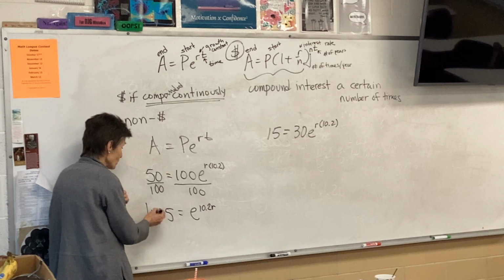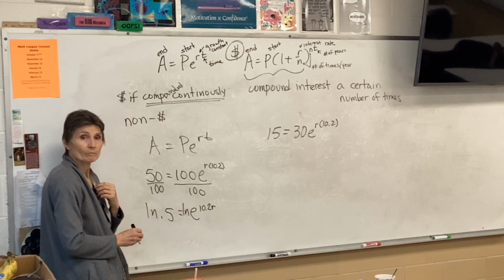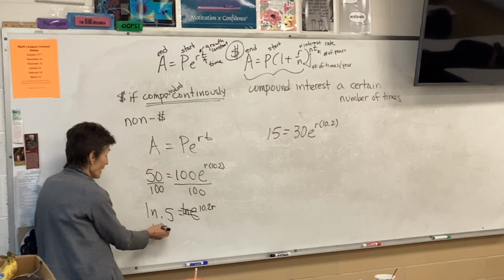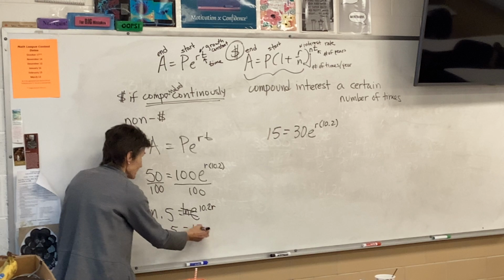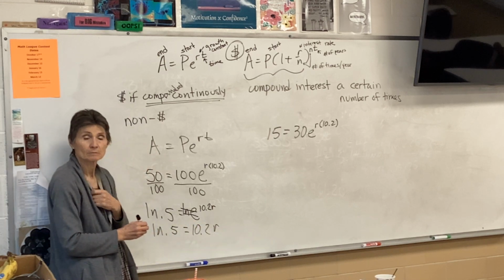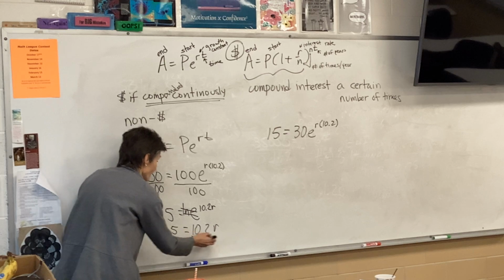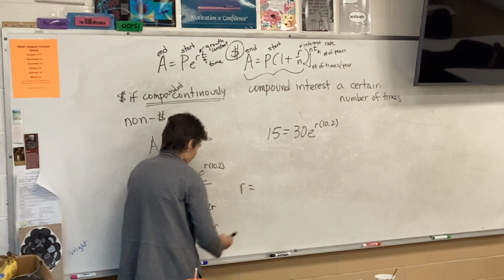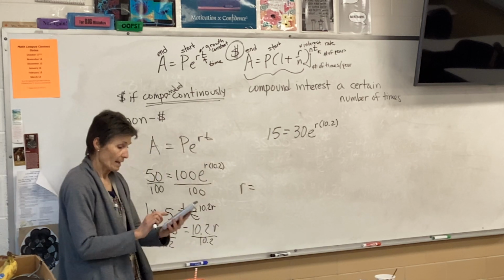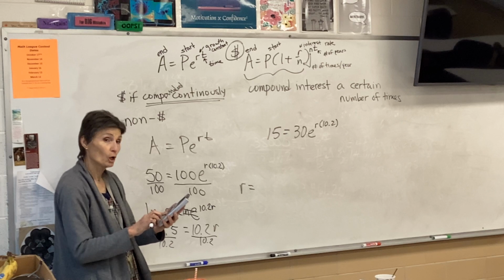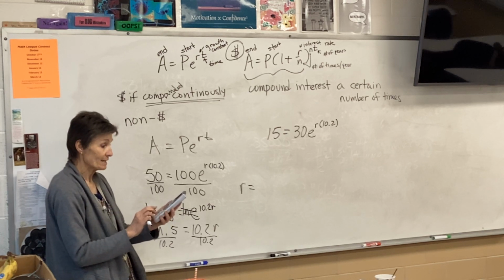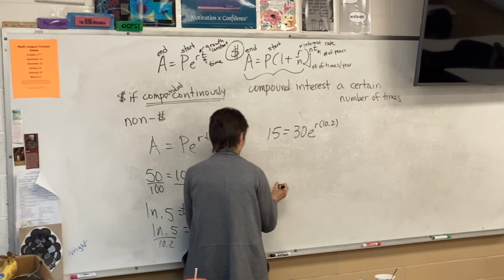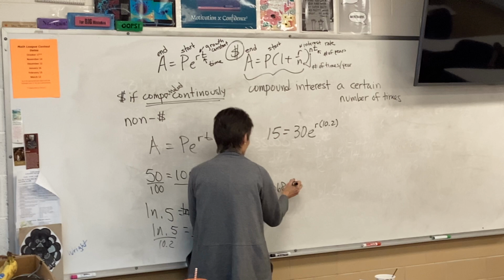Now I'm going to ln both sides. That's going to go away. So I'm going to have ln 0.5 equal to 10.2r. I'll divide by 10.2. And r is going to be ln(0.5) divided by 10.2. Negative 0.0680, basically.